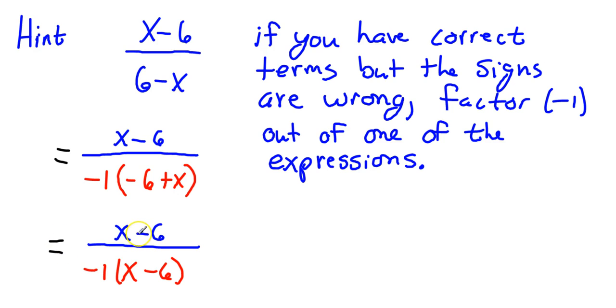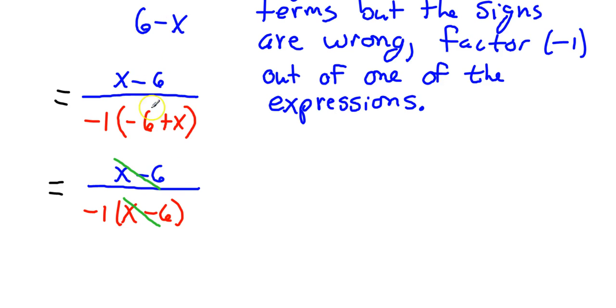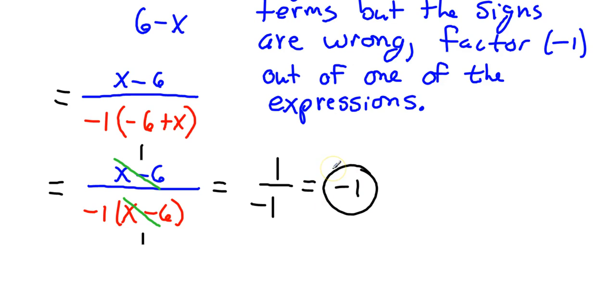Now you've got an x minus 6 on top, and an x minus 6 on the bottom, so you can go back and cancel those two things out. When you cancel those items out, remember, you would put a 1 in its place. So technically, you've got 1 over negative 1, but that would just be negative 1.